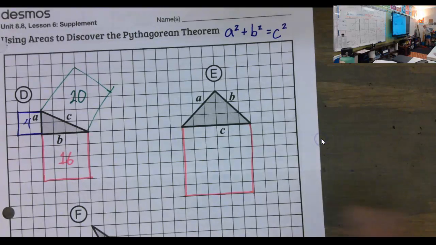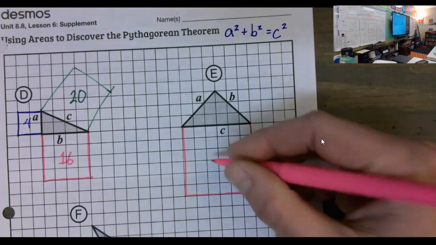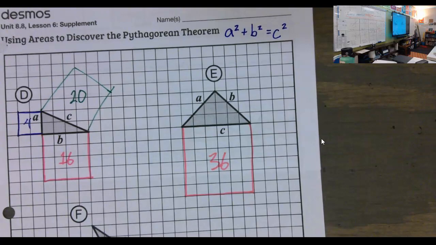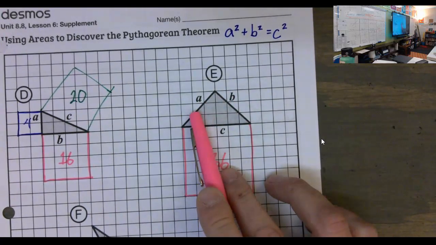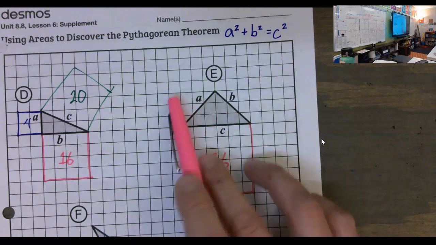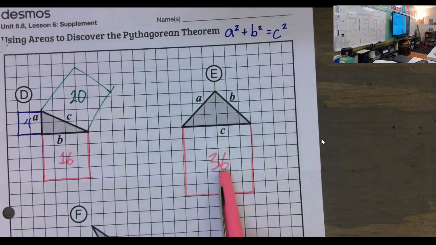So wait, what is C squared here? 36. So wait, Henry said A squared and B squared are going to have to be the same, and they have to add up to 36. So Henry, can you say again a bit slower what you're going to do with the 36?